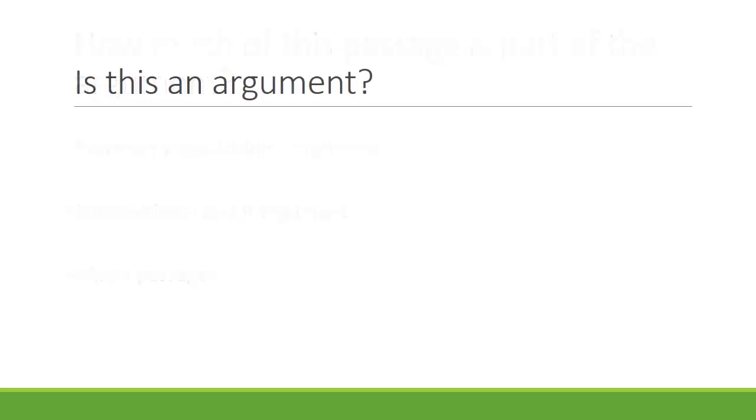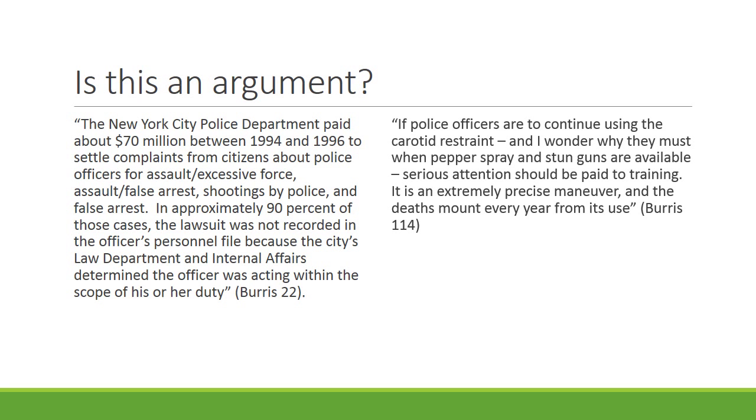In the previous video, we looked at these 2 passages from the book Blue versus Black by John Burris. We decided that the passage on the left is merely informational, that the passage on the right, however, is an argument. So let's look more closely at that argument to see what the elements of it are.